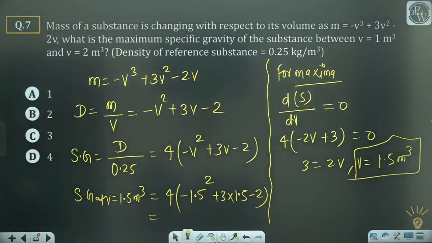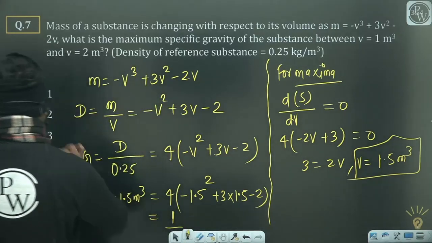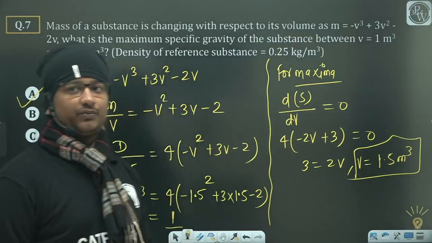So 4 bracket, we have minus 1.5 square plus 4.5 minus 2. If you calculate, we are getting 1. So specific gravity 1 we are getting. According to that, our right answer will be option A. And I hope it is clear to all of you.